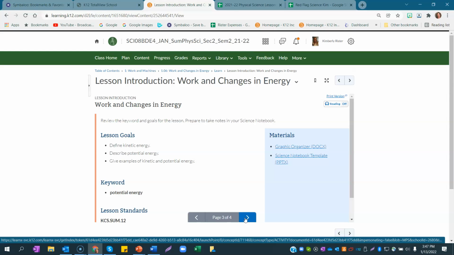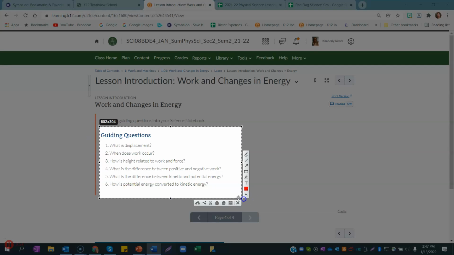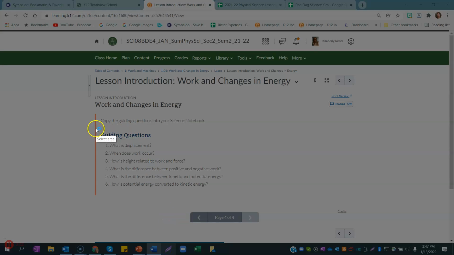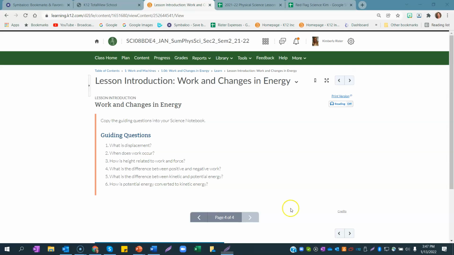And here are our guiding questions for the lesson. So I'm going to open up a Word document and just stick those over to the side. Just take a little snip of these, and that way I'll have them as we go through. Here we go. If you don't have the snipping tool or the Lightshot tool, it is really handy. I know I say that every time. So the first thing we're looking for is what is displacement.